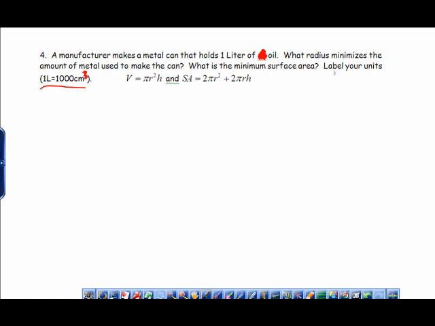What is the minimum surface area? Label your units. Now, this thing right here is the volume. Okay, so let's go ahead and write what we know. 1,000 equals pi r squared h. Now, we know that r is radius and h is height.